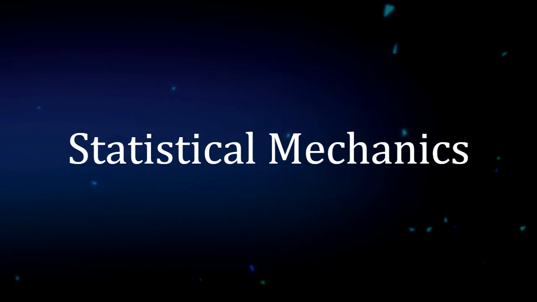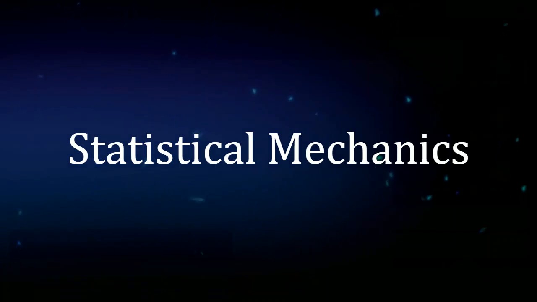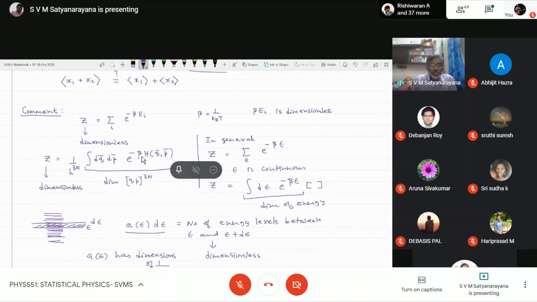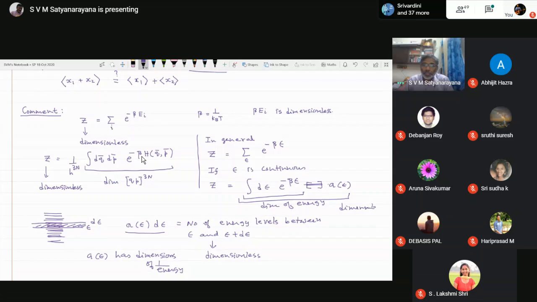states, whereas this is also dimensionless. So A of epsilon has dimensions of 1 by energy. So what one does is that you write this here as A of epsilon, so that this entire thing, this and this as such, becomes dimensionless.